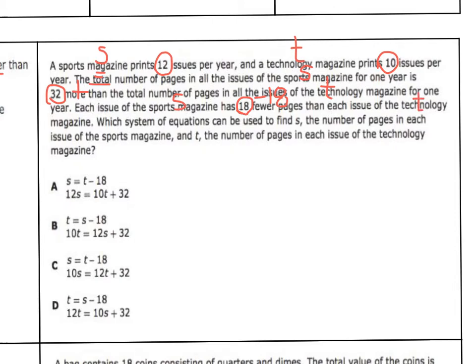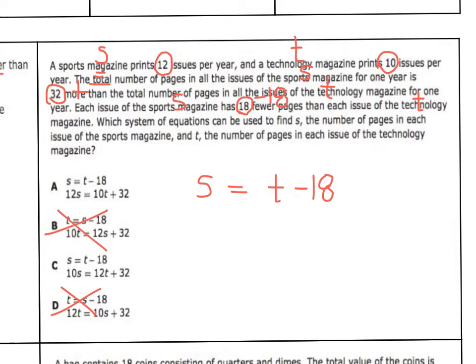Which system of equations matches? So if we go through and look, it says that the sports has 18 fewer. So the sports has 18 fewer than technology. So that's technology minus 18 equals the sports. So I can go ahead and cross off B and D. Those don't match.